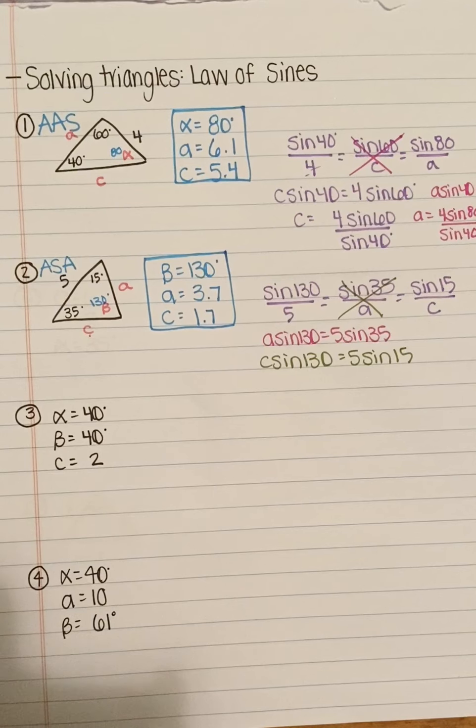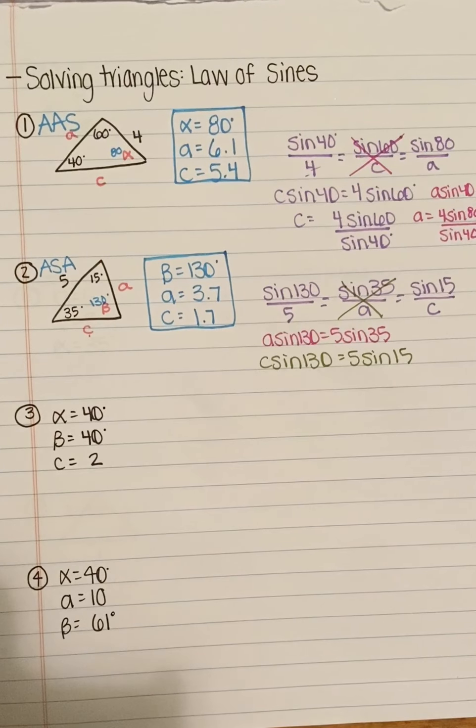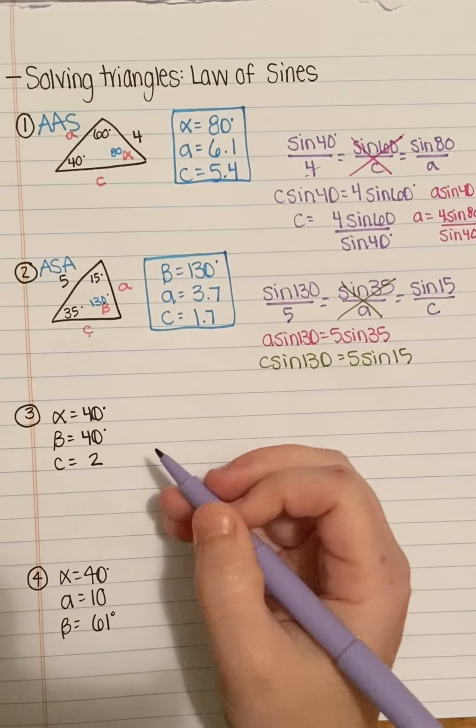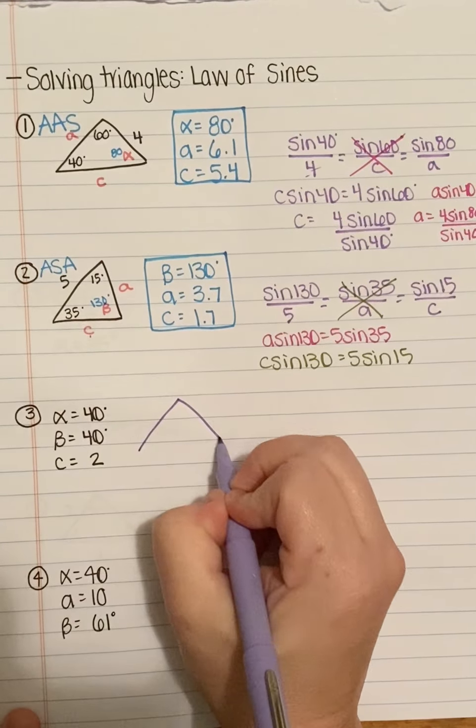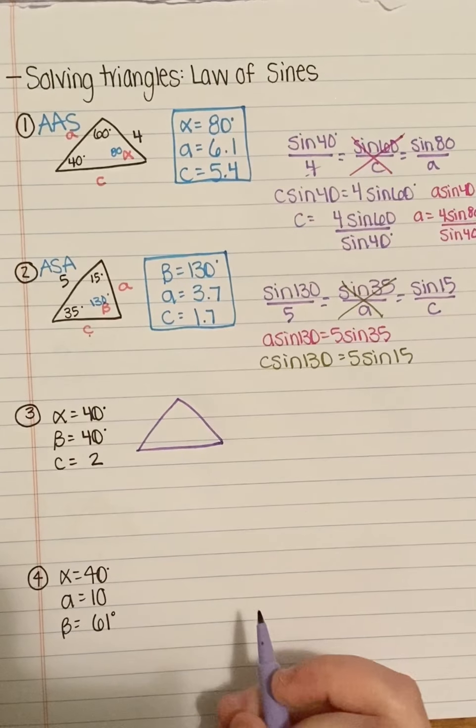All right, on 3 and 4, I'm going to try to solve these by just setting up my law of sines and then from there typing it straight into my calculator. Now on 3 and 4, they're a little bit different. And the reason these are different is because my figures are not drawn out. So I like to draw them out first so I can kind of see what's happening. So just draw a normal triangle, doesn't have to be drawn to scale.